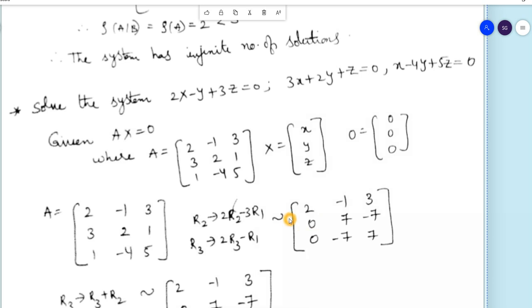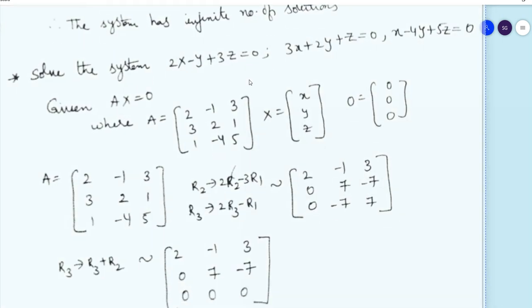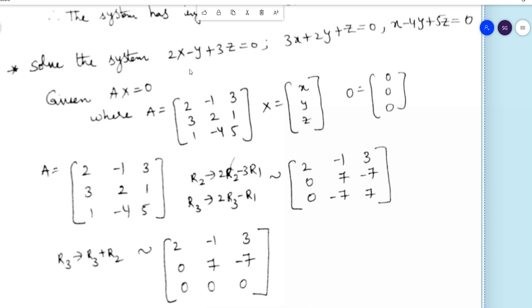Okay. Consider another example. Here is a given system of equations which is homogeneous. You can clearly see that the given system of equations is homogeneous. First, convert the given system of equations to matrix form. That is, the coefficient matrix is the matrix obtained by writing the coefficients of the variables x, y, z.